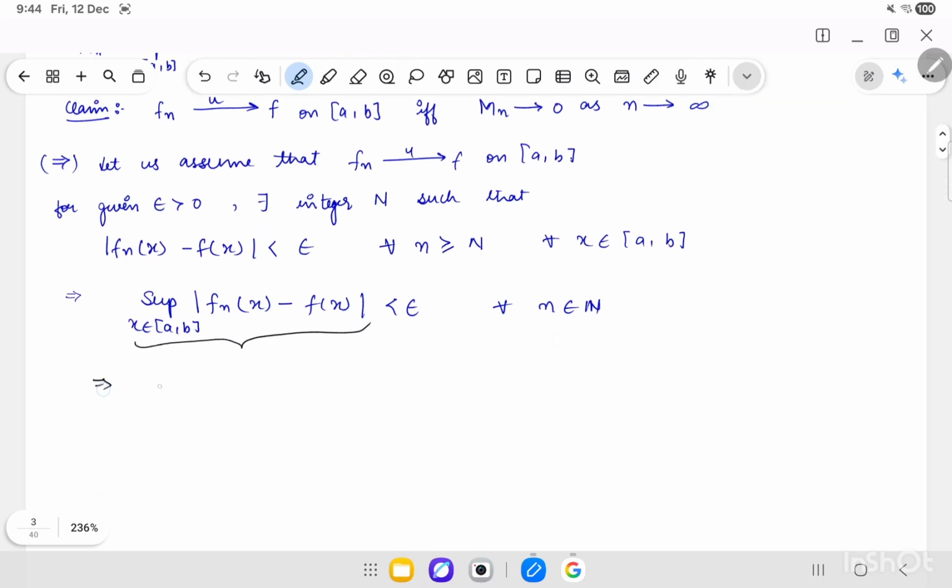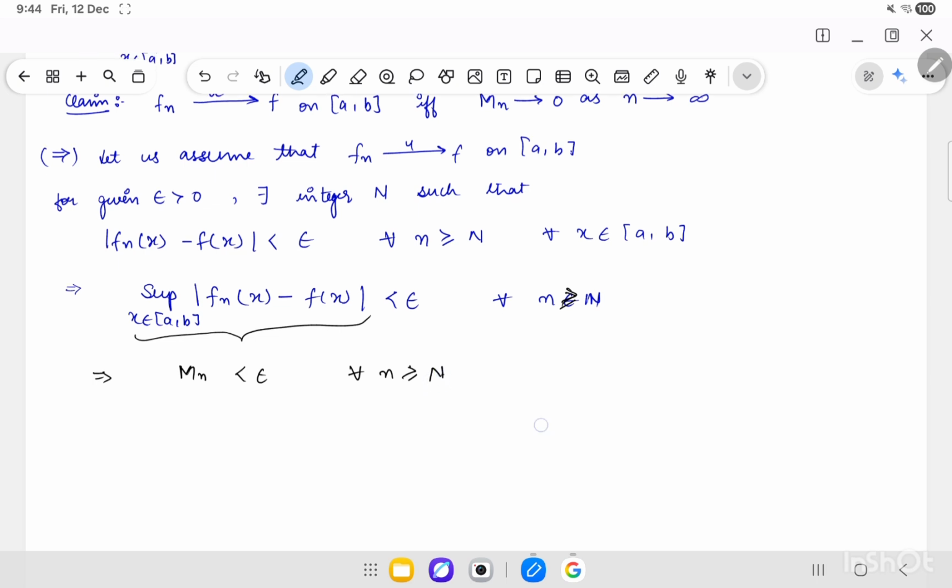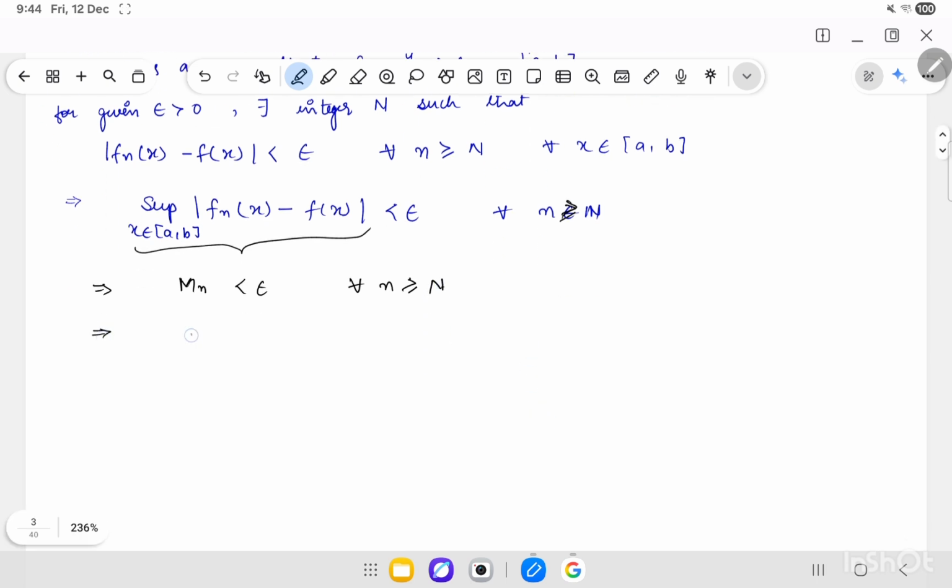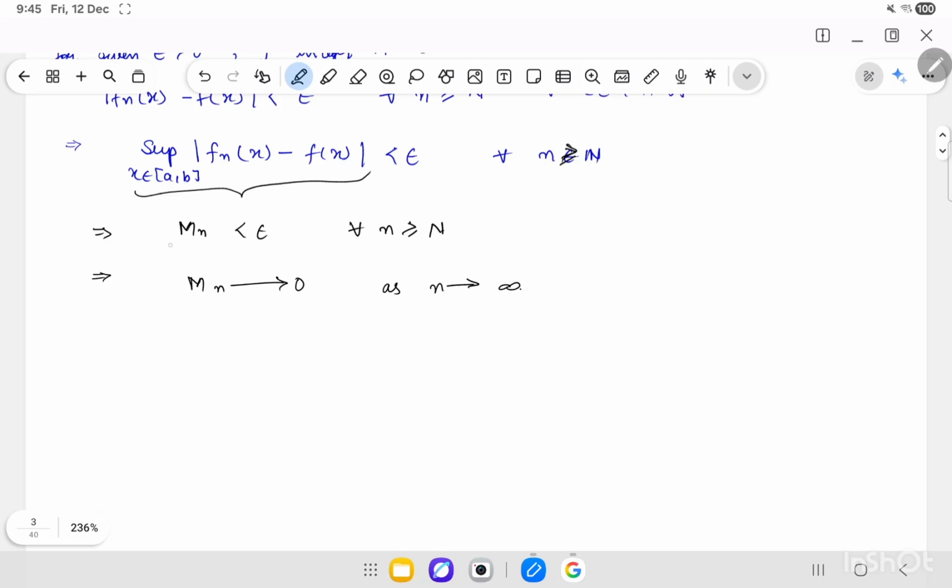So from here what we got is that M_n is less than epsilon for all n greater than capital N. So we can easily conclude that M_n approaches 0 as n approaches infinity, because I can write this information as |M_n minus 0| less than epsilon for all n greater than or equal to N, and this is the definition of the limit as n approaches infinity. So this completes our forward part of the proof.